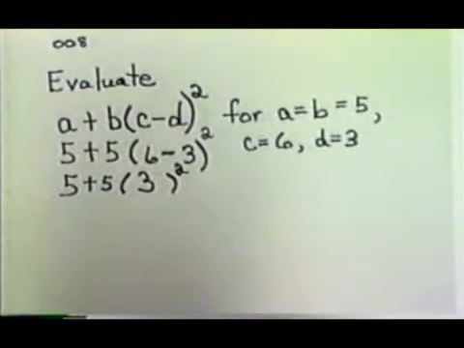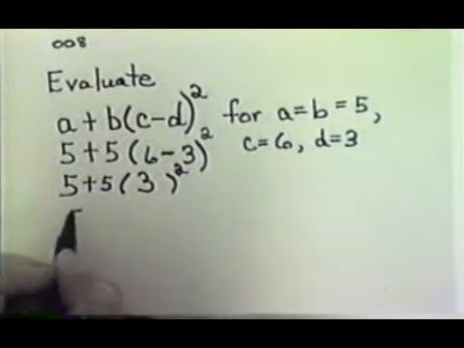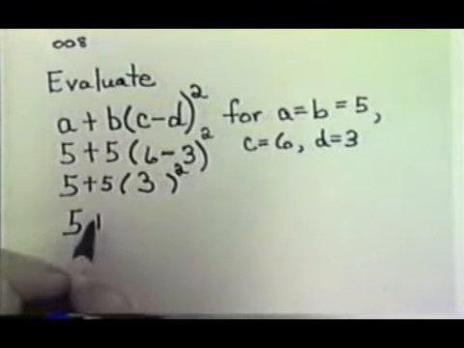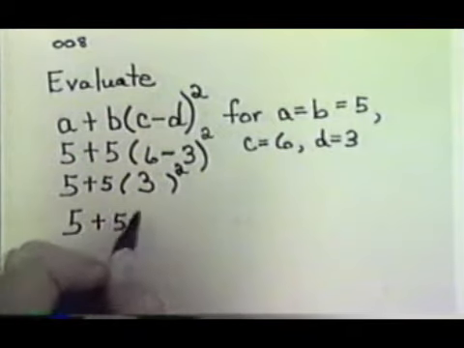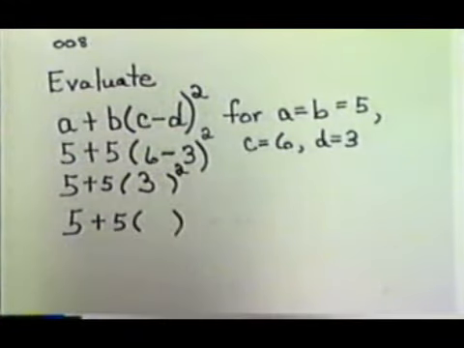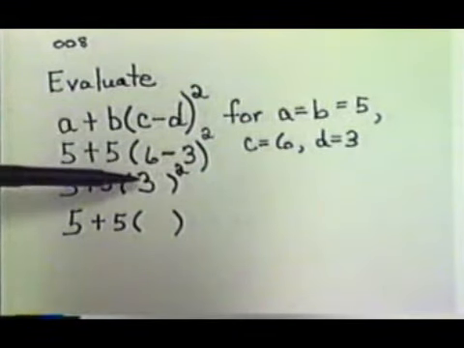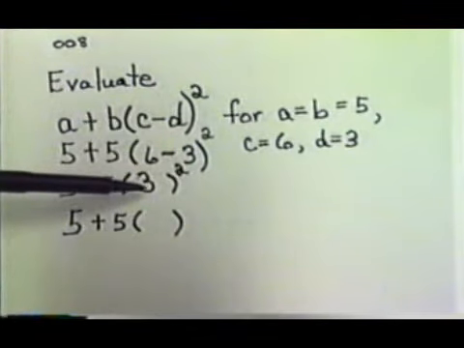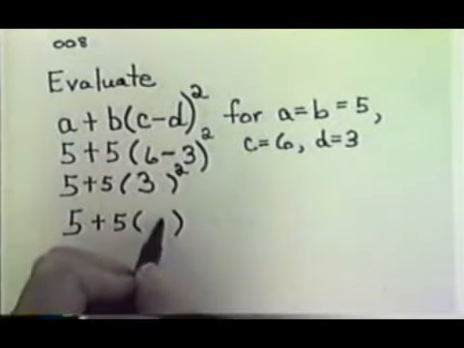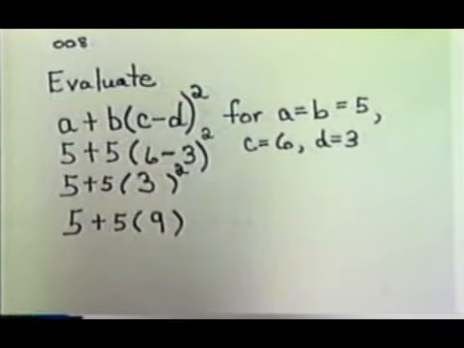Now I'd go back and think about my next rule for order. The next rule says do exponents. So I'd copy everything down just like it was until I come to the exponent. I need to stop and do the exponent. This says 3 squared. That means 3 is a factor twice. So I want to have 3 times 3, which would give me 9.